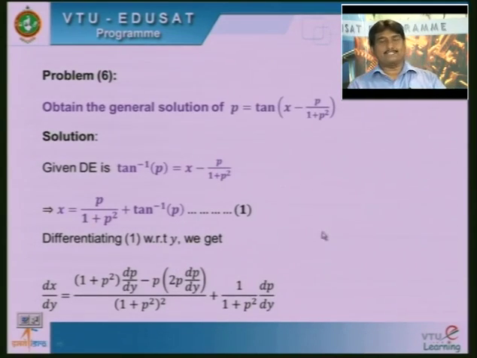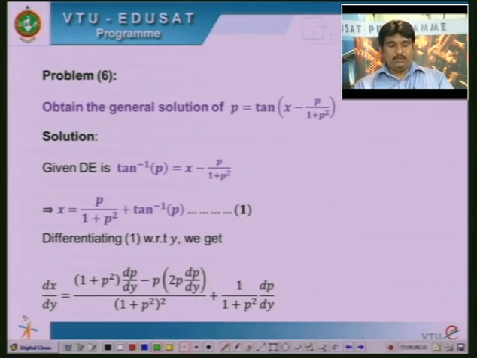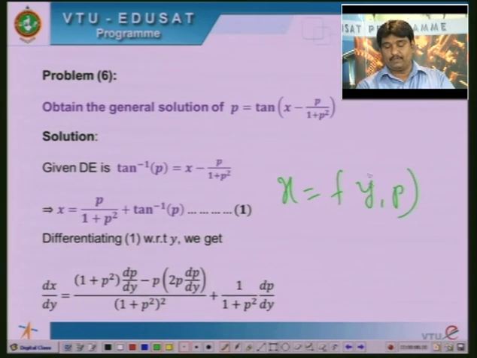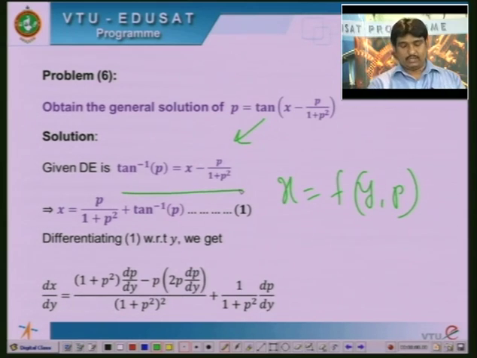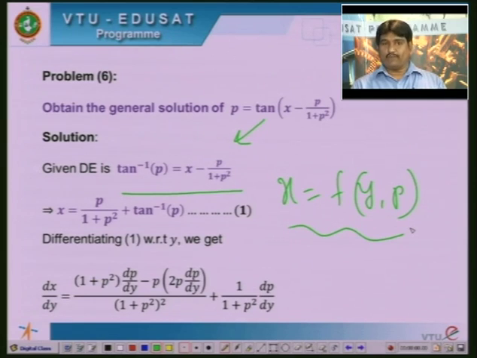Now problem number 6. Obtain the general solution of p equals tan of (x minus p divided by 1 plus p square). First step, as you have to express this as x equals a function of y and p, you take tan inverse on both sides to get tan inverse p equals x minus p divided by 1 plus p square. So with this we get x equals p by 1 plus p square plus tan inverse of p. So it is in the form of x equals f of y and p, standard form.